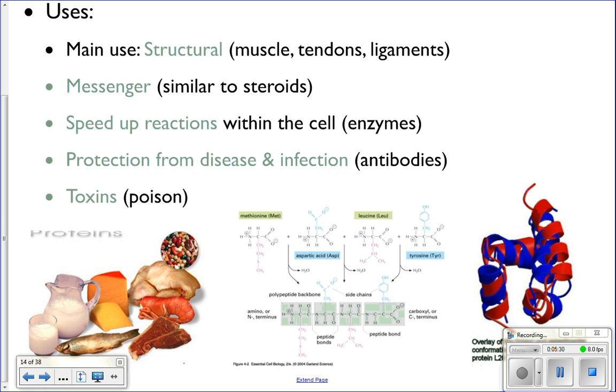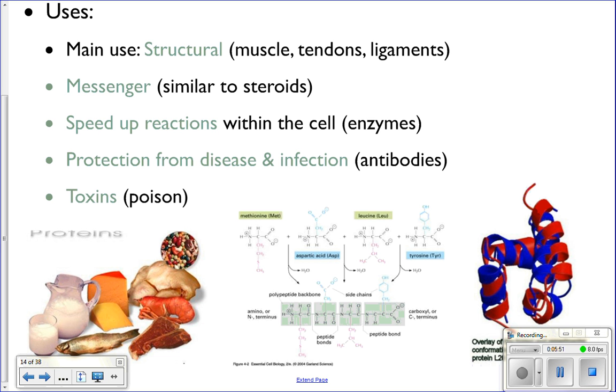You also have proteins that are used in fighting off disease from your body. So you have these things called antibodies that actually help to stick invading things together so that your white blood cells can come and eat them and help to keep you healthy. So proteins will be part of your immune response as well.